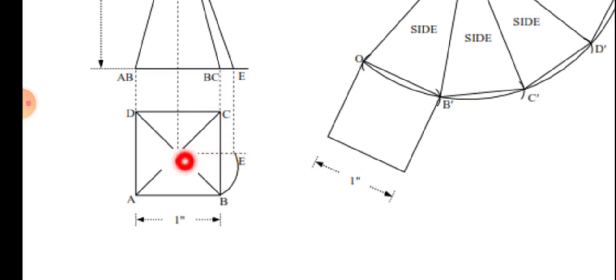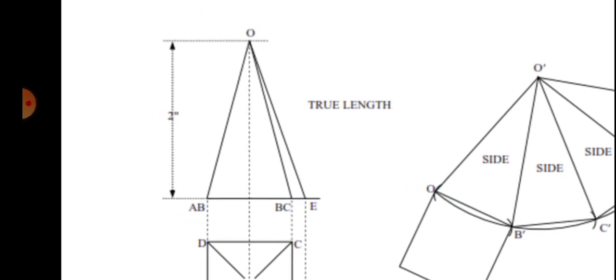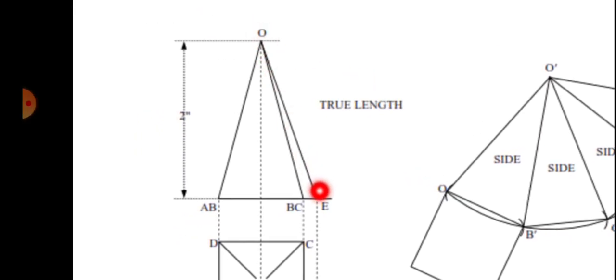Got it? I'll repeat it again. This length OB, or you can do it on the other side also, no problem, but I'm just explaining it from this side. OB, you will take it as a radius, and with this radius you will start drawing an arc like this, and you will draw one parallel line to the XY line. Wherever this arc intersects with that horizontal line, from that point you will extend it upwards, and then you will draw one more line to that extended portion. So this is your true length.